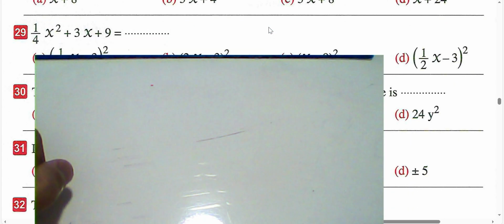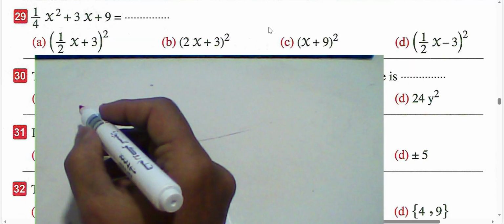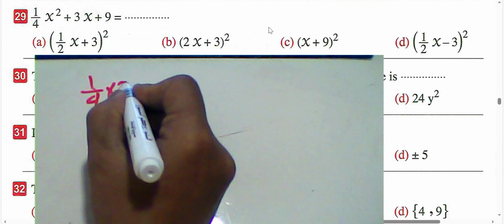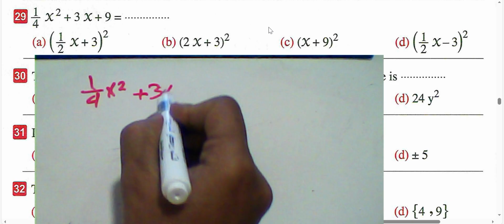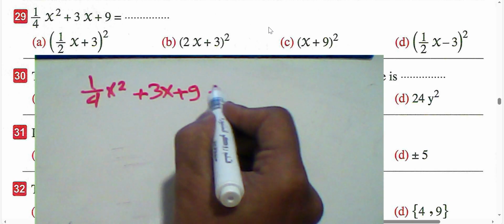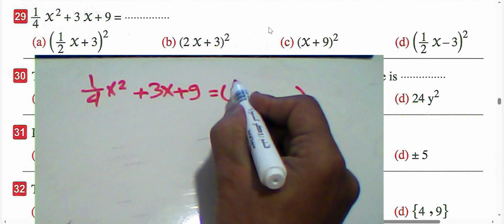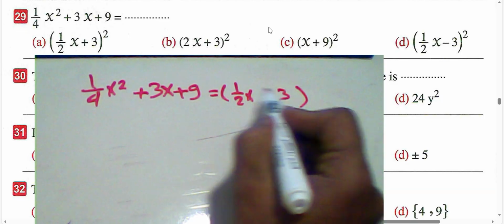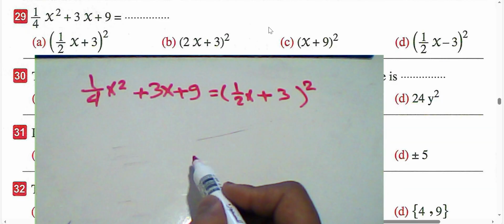Next question. Fourth: x² plus 3x plus 9. We can find the square root of the first. It will be half x, and the third 3, and the middle will be positive, and write the power 2 here.